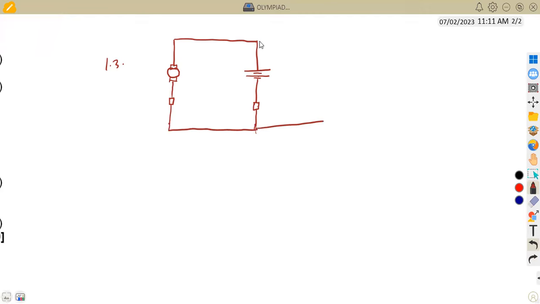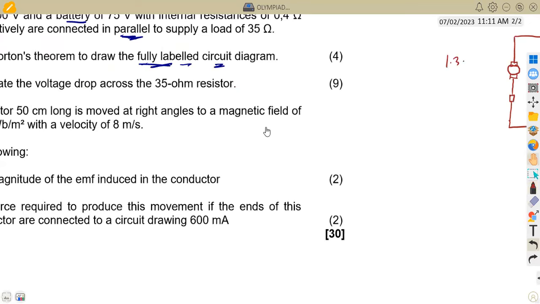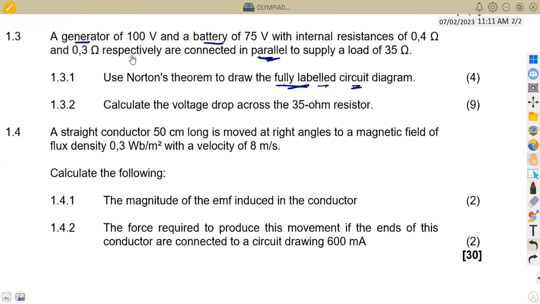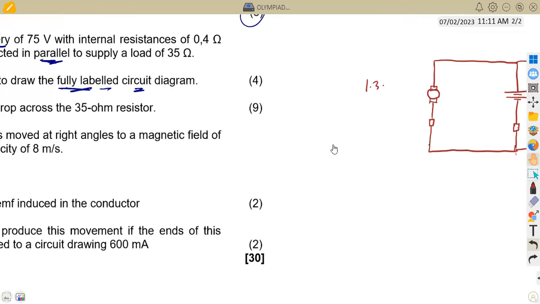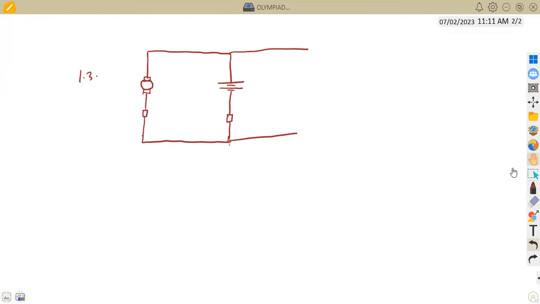We are told that this is connected in parallel. So let us see what we are given here. This is connected in parallel to a supply of load 35 ohms. So the supply has a load of 35 ohms, which is the resistance. So we've got a load resistor here of 35 ohms, connected in parallel. So this is our load resistor, 35 ohms in this case.